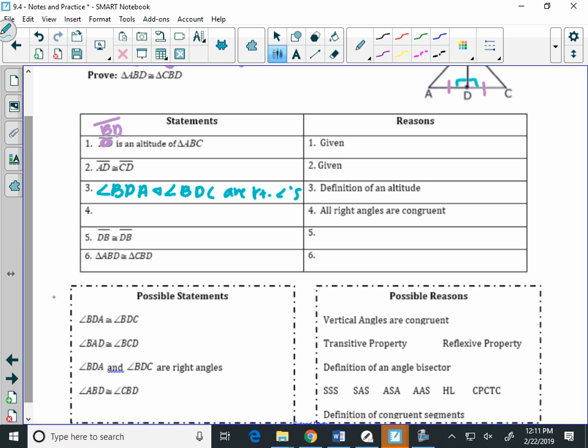Okay, so that's our statement. That one makes the most sense to me. I know what an altitude is. I know altitudes make right angles, so I'm probably going to put the one that's talking about right angles there. Then in this next one, we haven't seen this before, but it says all right angles are congruent. Well, I just said that these two angles are right angles, and then it's saying right angles are congruent.